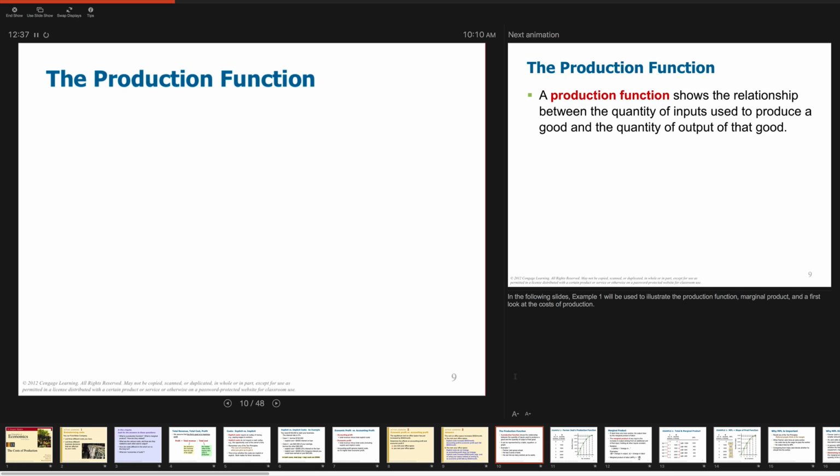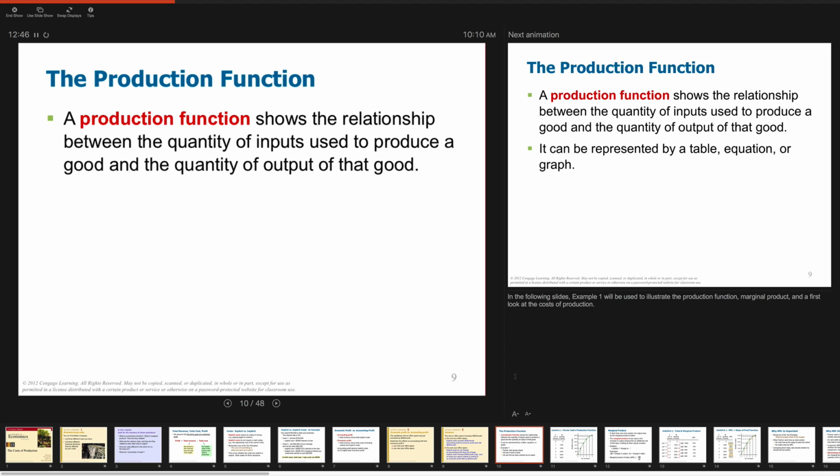All right, so math time. Production function shows the relationship between the quantity of inputs and the quantity of output. Seems straightforward enough, doesn't it? And I will confess that this part of this chapter always manages to confuse me a little bit once somebody asks a question. So I'm upfront about that. We can represent this production function in a table, an equation, or a graph.